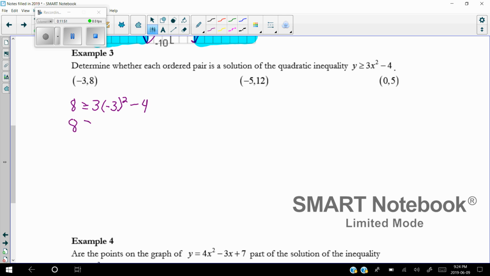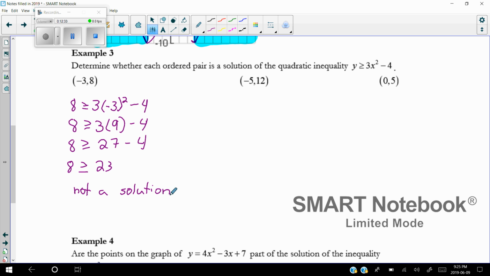I get 8 is greater than or equal to 3 times 9 minus 4. 8 is greater than or equal to 27 minus 4. 8 is greater than or equal to 23. Okay, so that means that this point is not a solution to the inequality.